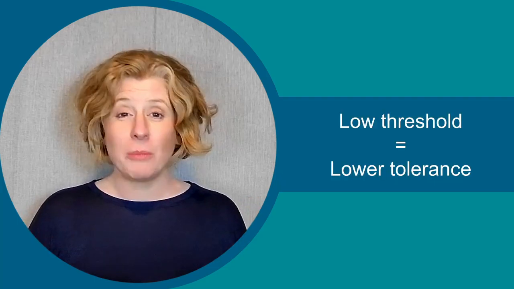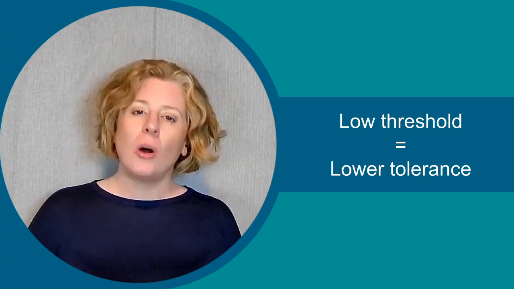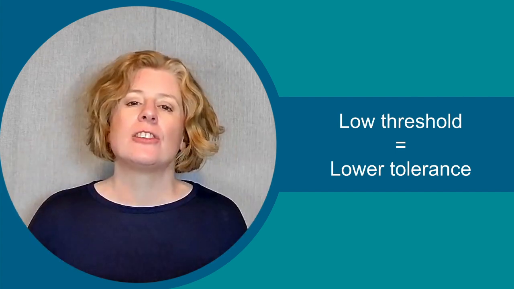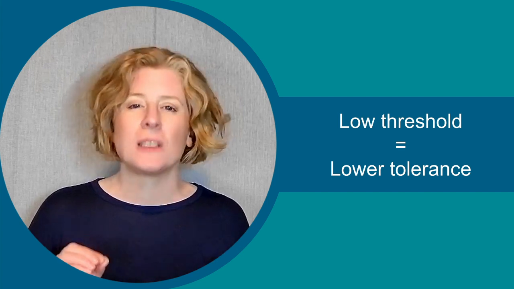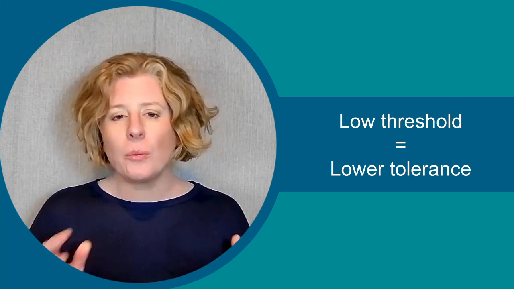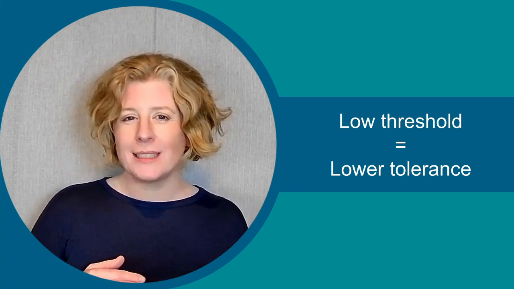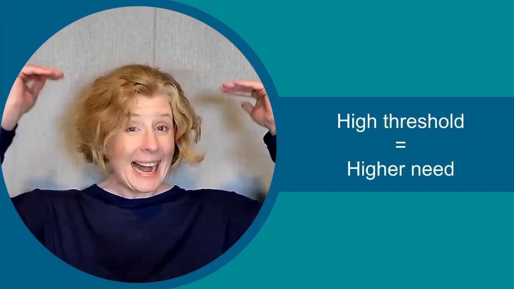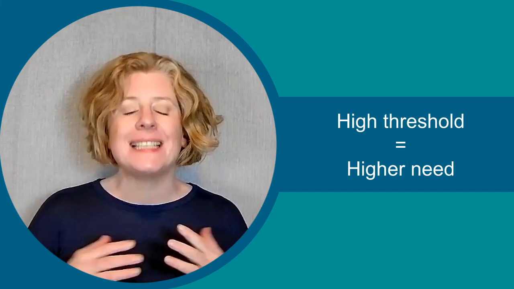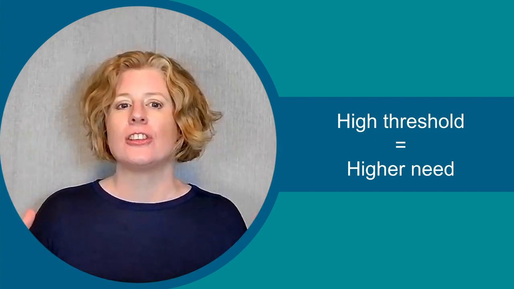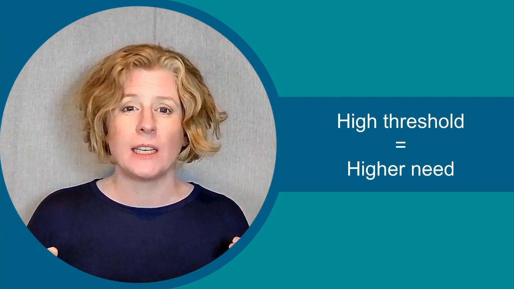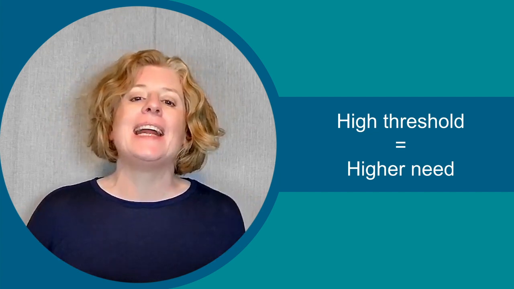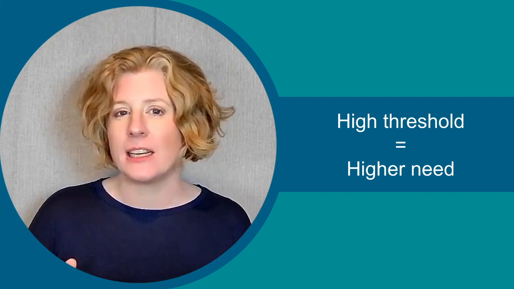First, a reminder about thresholds. A lower threshold for a sensation means it takes a small amount of the sensation for the brain to notice or respond to it. Another way to think about a lower threshold is having a lower tolerance for the sensation. A higher threshold for a sensation means it takes a lot of that sensation for the brain to notice or respond to it. Another way to think of a higher threshold is having a higher need for the sensation.